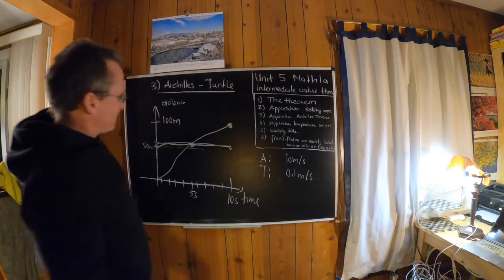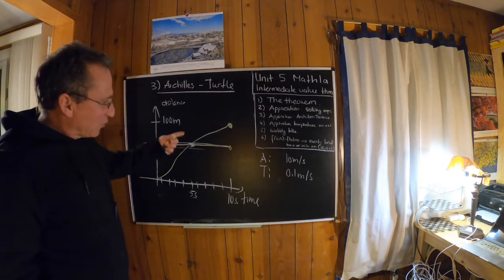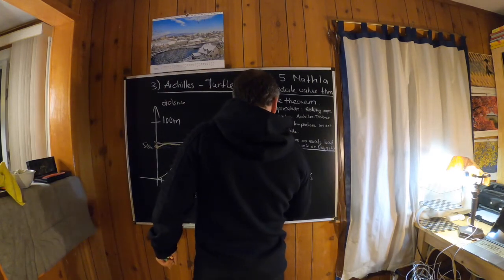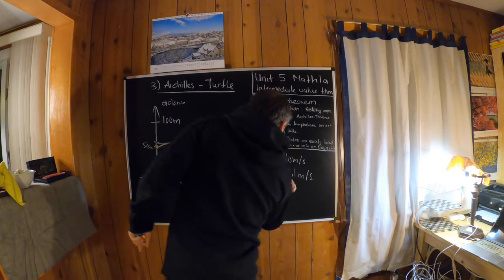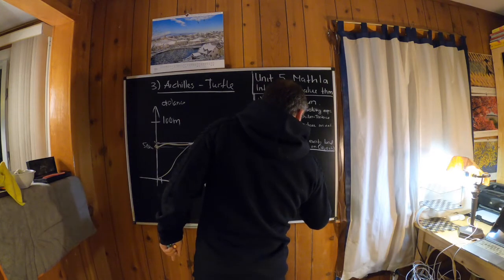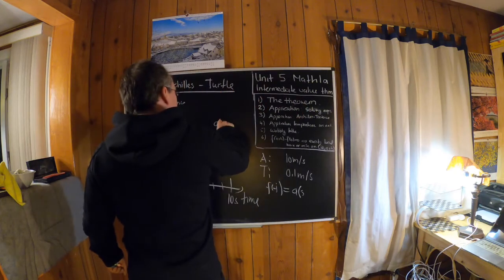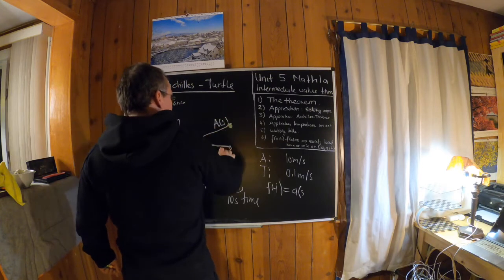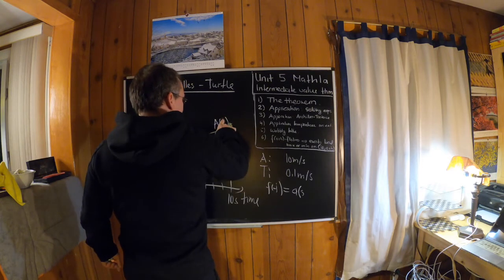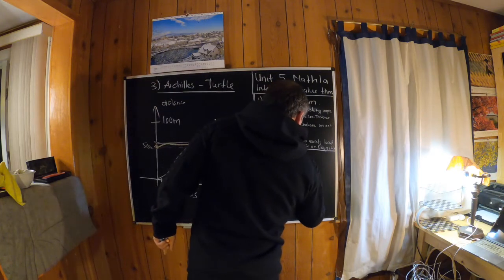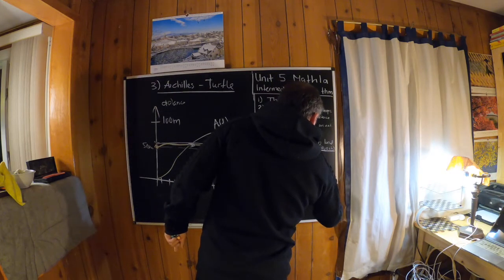And so how do we apply that? What we have to do is take f of t to be the Achilles position, a of t, minus the turtle position, t of t. So this is a of t minus t of t.